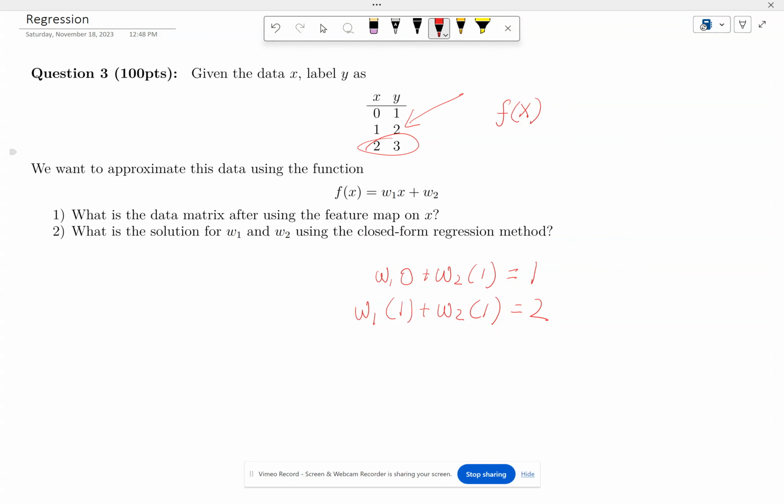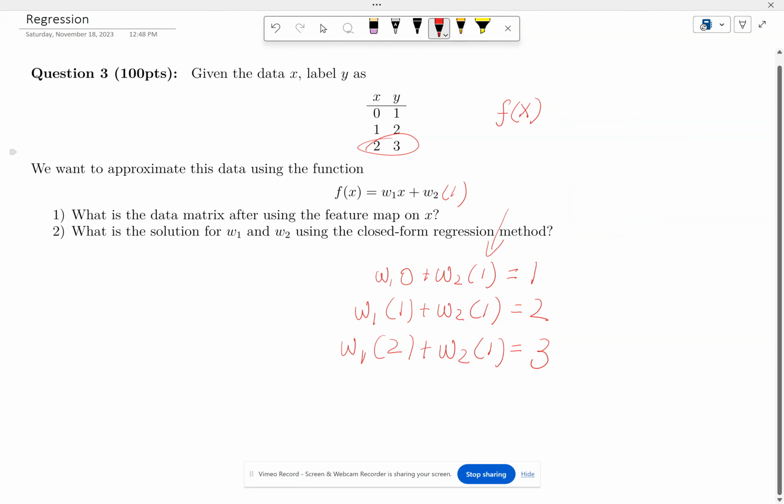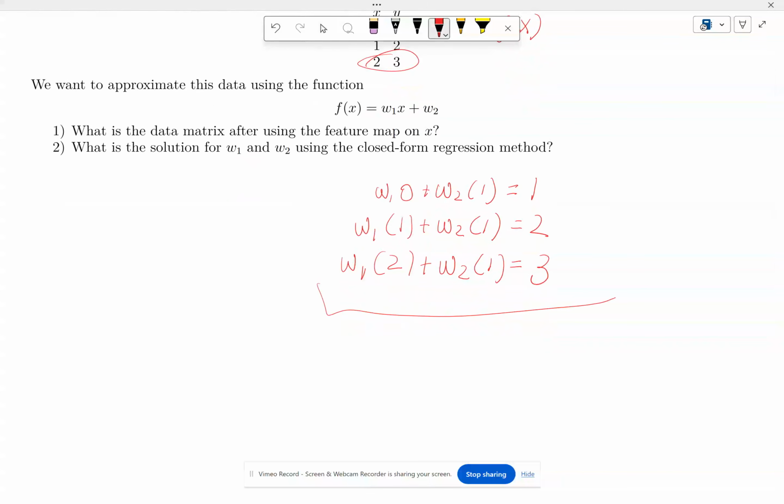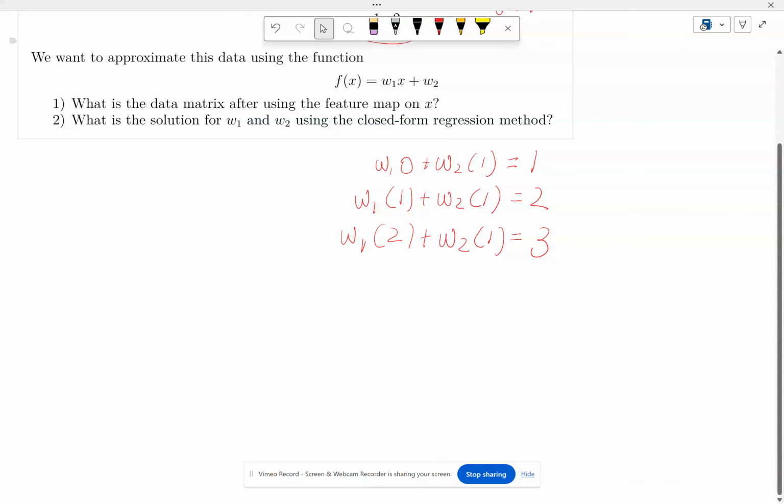And the third point tells us that if we plug 2 into this function, times W1 plus W2 times 1 is equal to 3. Now, I keep putting 1 here, but if you multiply by 1, it's the same thing. There's a reason why I do that. It's because you can rewrite this whole thing into matrix format. If you rewrite this into the matrix format, then it's going to look like this: 0, 1, 1, 1, 2, 1.